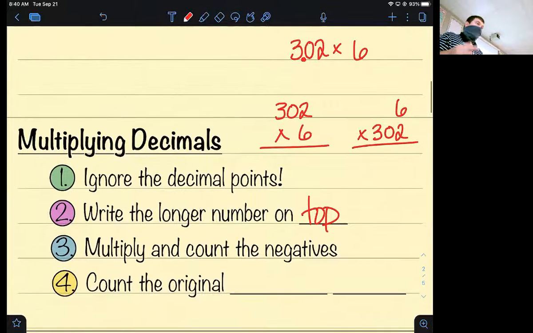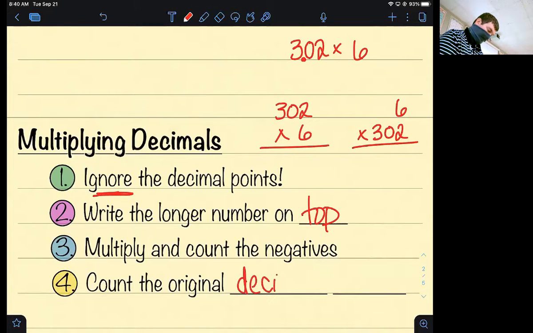Then we're going to multiply, and we're going to count the negatives to see if our answer is positive or negative. And then one thing we're going to do, I told you to ignore the decimal points. Now we're going to include them back in. I'm going to count how many decimal places there are. So count the original decimal places, and I'm going to make sure that my answer has that many.